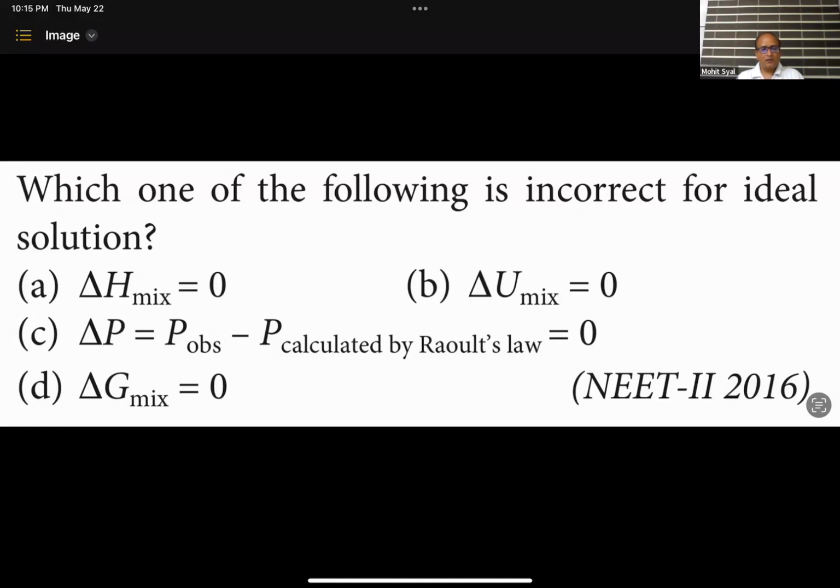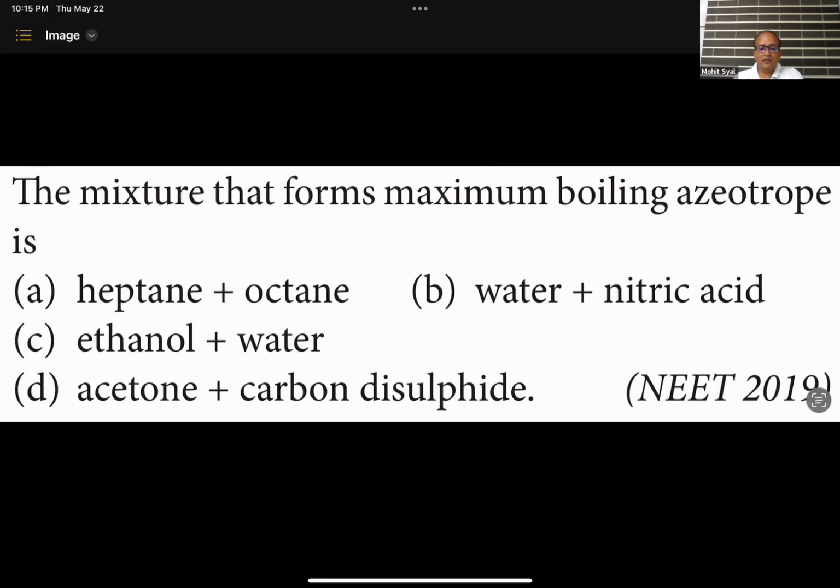The pressure observed and the pressure calculated from Raoult's law are the same, so their difference is 0. But for an ideal solution, because mixing is happening on its own, it is spontaneous, so delta G is negative. Got it? So option D is the incorrect one. I hope this is clear.